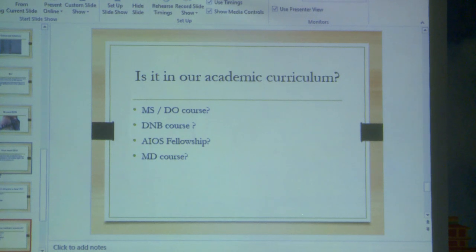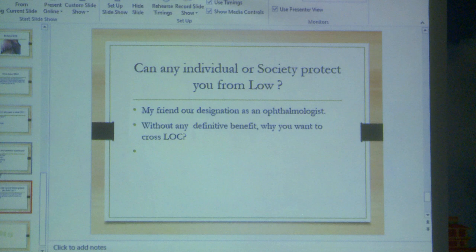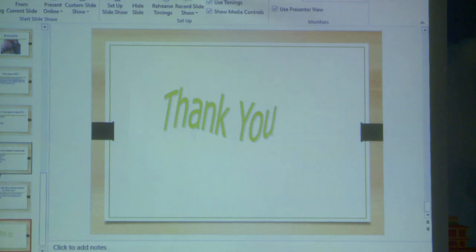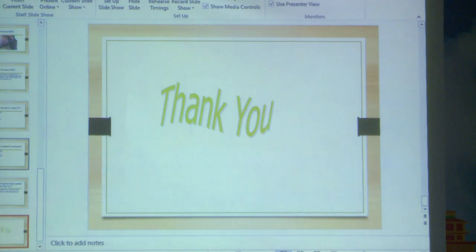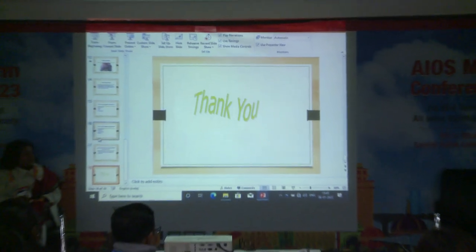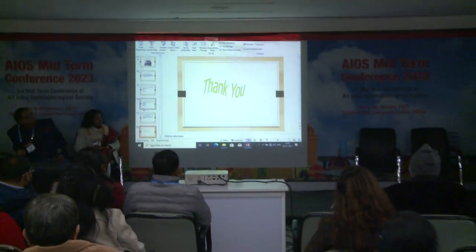So I want to highlight a few points. Can any individual society protect us from the law? No, that's another issue. Otherwise, we can do it. There is no such point that endoscopy is better, in some cases, not only from the scar point of view. It is a direct visualization.